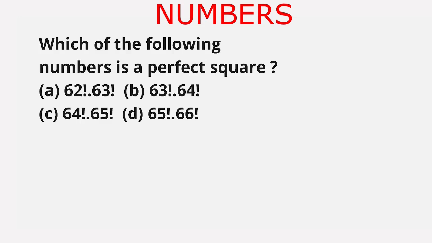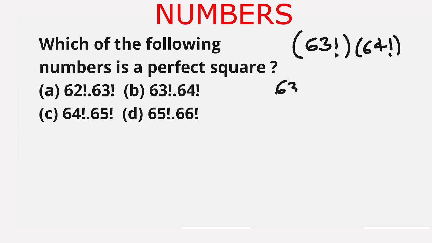Now we solve option B, 63 factorial multiplied by 64 factorial. Now 64 factorial can be split into 63 factorial and 64. So we write it as 63 factorial and 64 multiplied by 63 factorial.